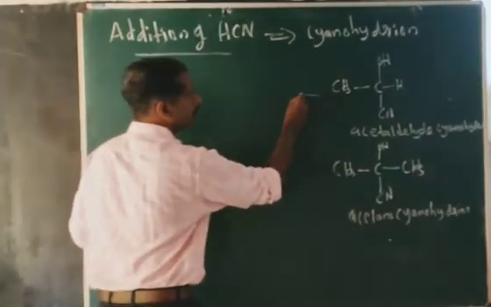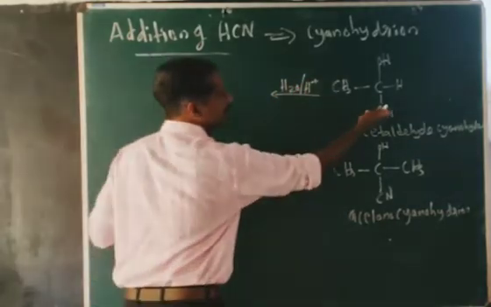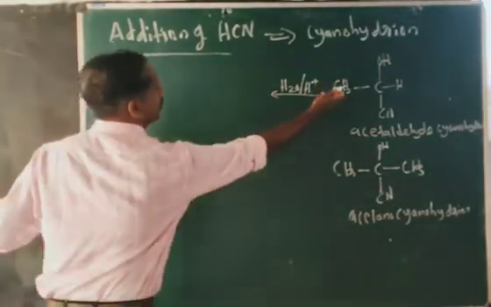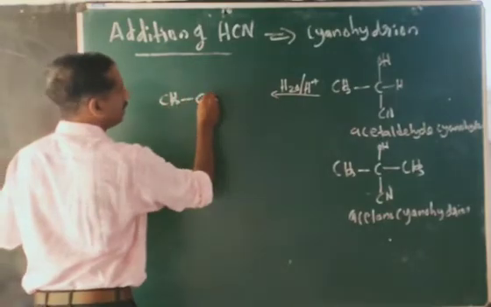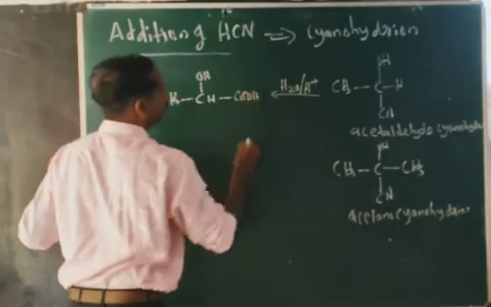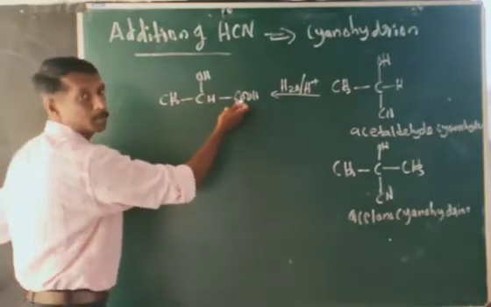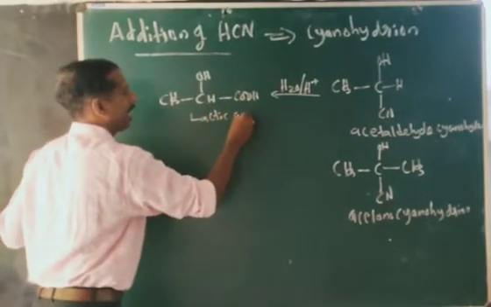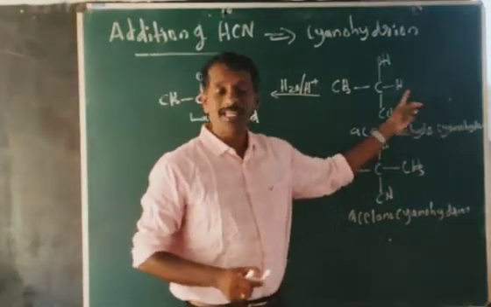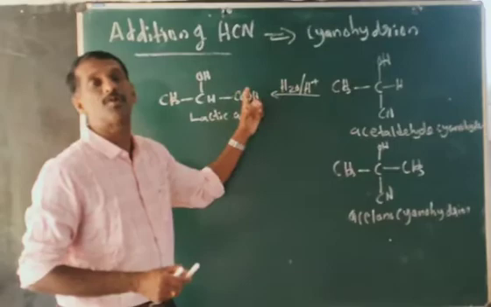As I told you, when these cyanohydrins undergo hydrolysis, with H2O and H plus, the CN group will change into COOH. So we get CH3CHOH, and here you can see that the CN group is changing to COOH. That means we get alpha hydroxy propanoic acid, which is known as lactic acid. So when cyanohydrins undergo hydrolysis, we get alpha hydroxy acids.